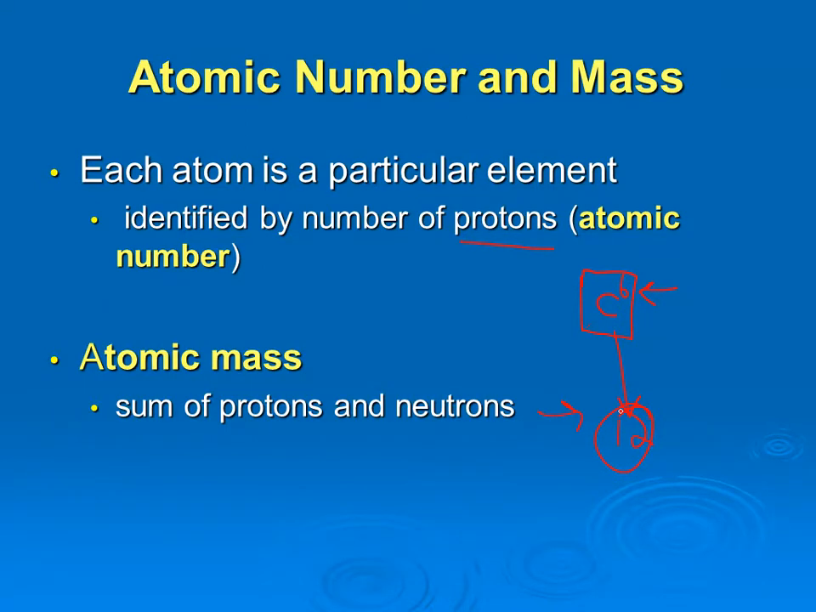That tells us, if you take 12 and that 6 there, that you can figure out how many neutrons there would be. All right, 6 is the number of protons. 12 is the number of protons plus neutrons. So that means there must be 6 neutrons, because 6 plus 6 is 12, and that gives you the atomic mass.